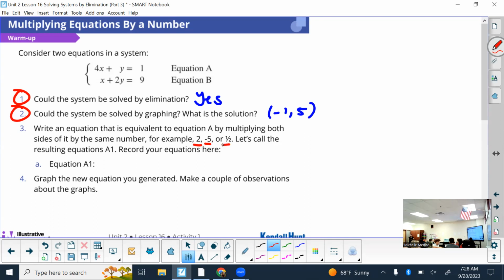And then if you have a 4th person, pick a number. Could be one of these numbers, it could be a random number. But you're gonna multiply equation A on both sides by whatever number you were assigned. Questions on that? So you're making a 3rd equation by multiplying each side by the same number, and then maybe jot down your equation. You're gonna graph it also. Okay, so do that.